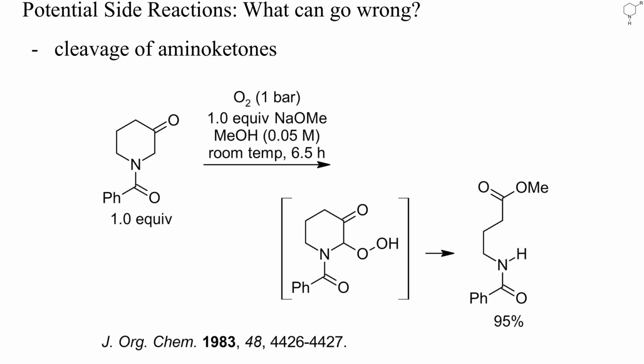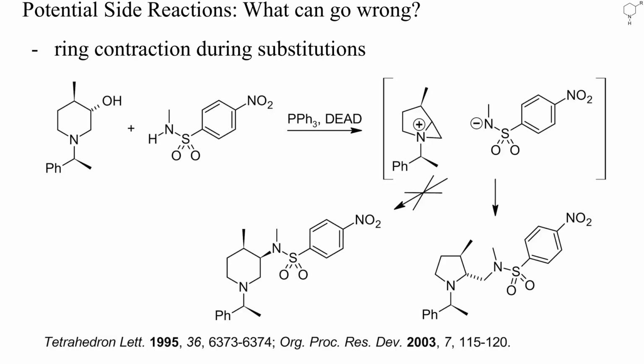Alpha-aminoketones are reactive compounds that readily undergo a number of decomposition reactions. Despite its protection as benzamide, the starting ketone of this example underwent clean autooxidation and ring fission in the presence of bases. Nucleophilic substitutions at position 3 of piperidines sometimes yield substituted pyrrolidines instead of the expected piperidines.